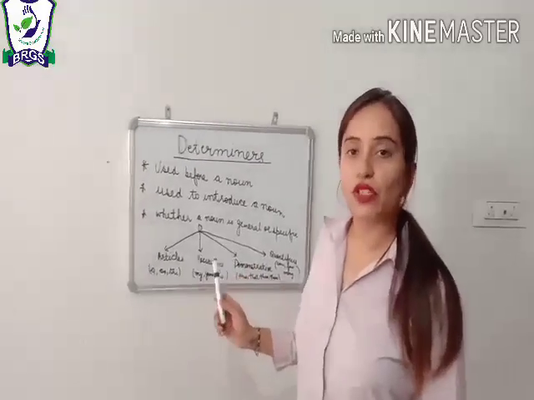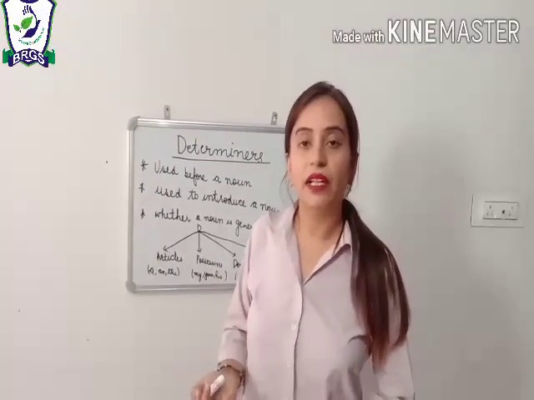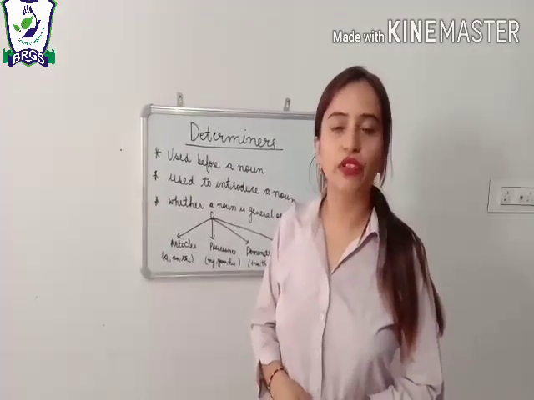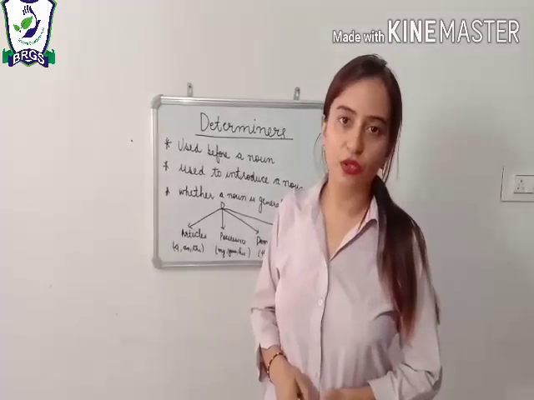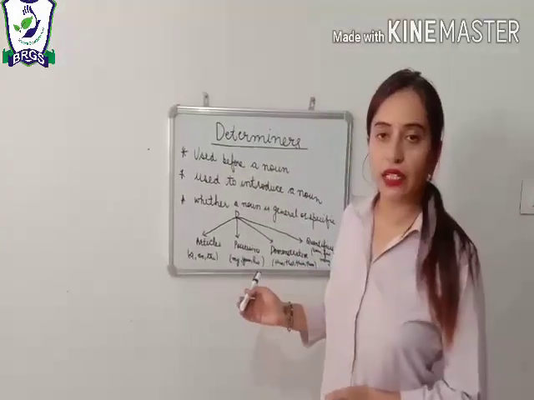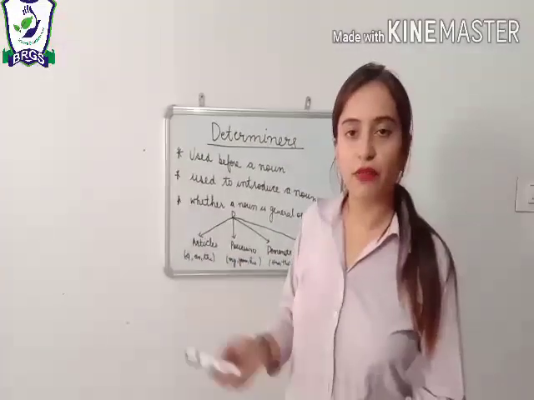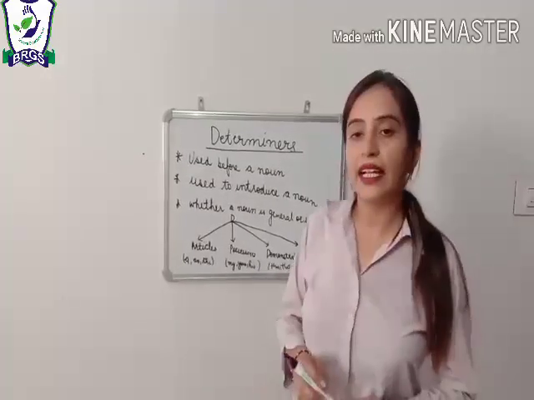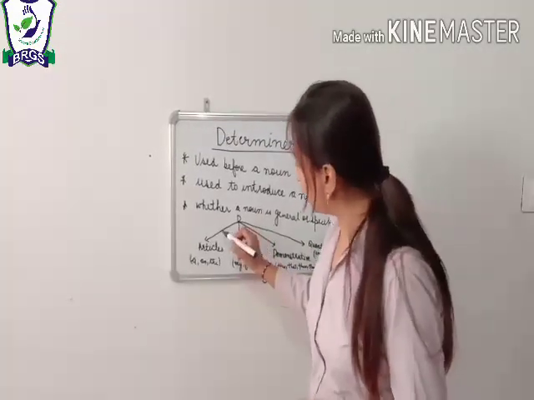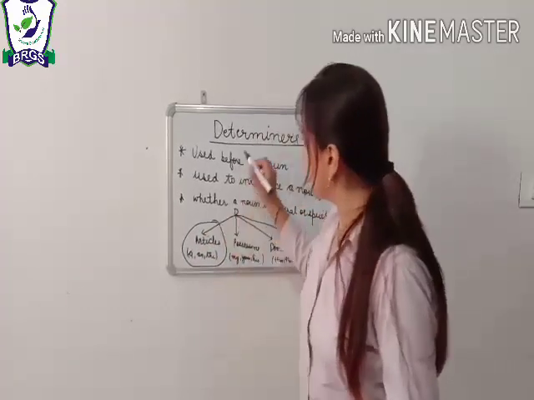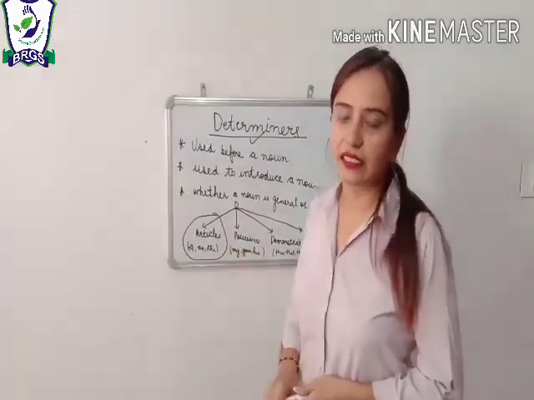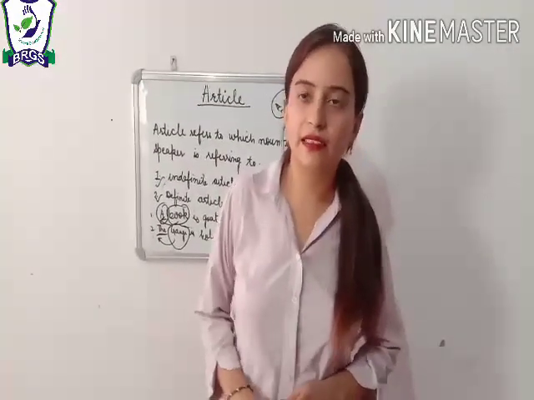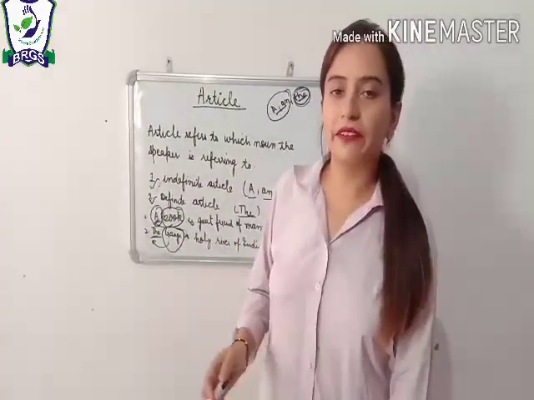Demonstrative words. What are demonstrative words? If you remember, we have done these demonstrative words twice in the pronoun and adjective lessons. Demonstrative words are this, that, these, those. And what are quantifiers? Words like some, few, many. These words are quantifiers. Okay. So today in detail, we are going to study a type of determiner that is articles.